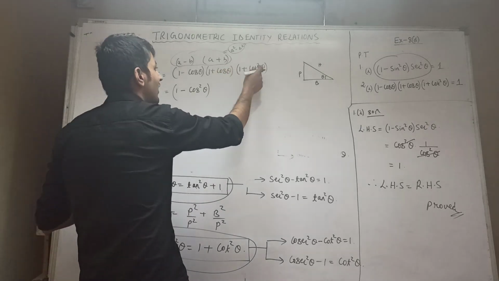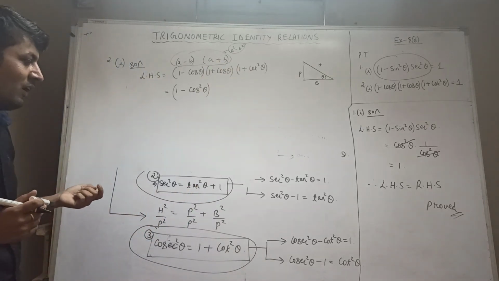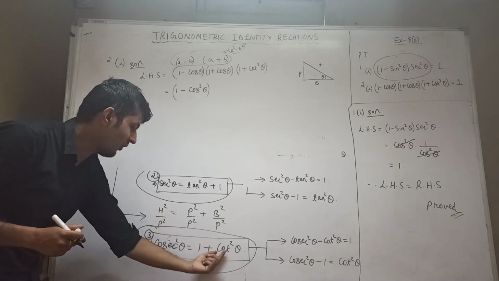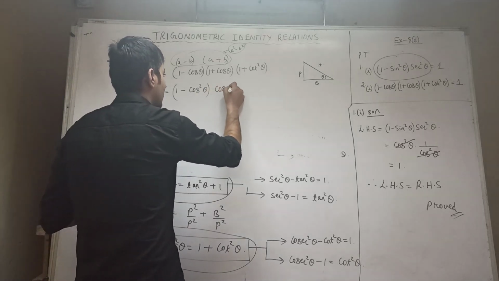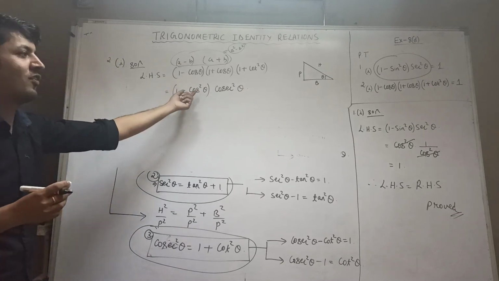And here 1 plus cot square theta. What is 1 plus cot square theta? As you can see here, 1 plus cot square theta is cosec square theta. So I can use that. Cosec square theta.